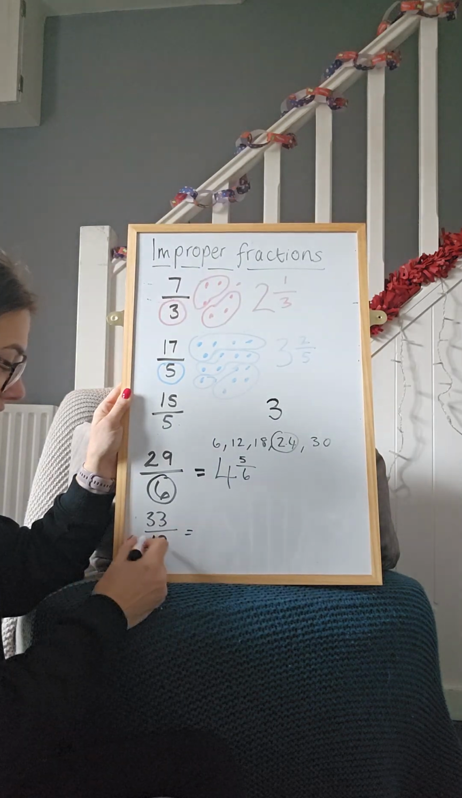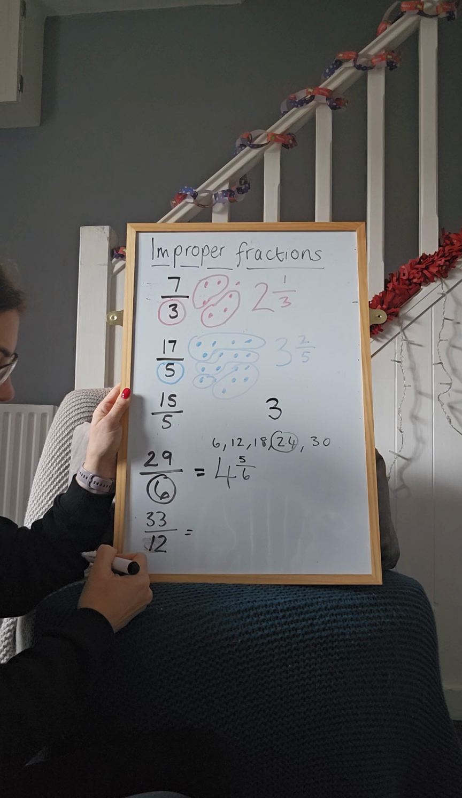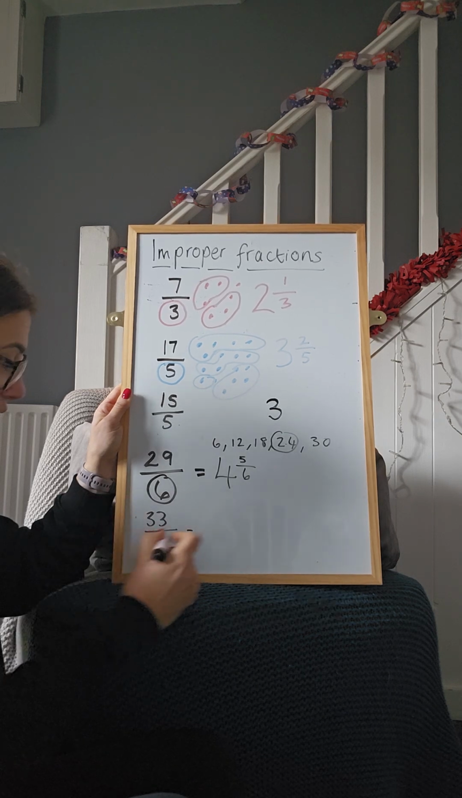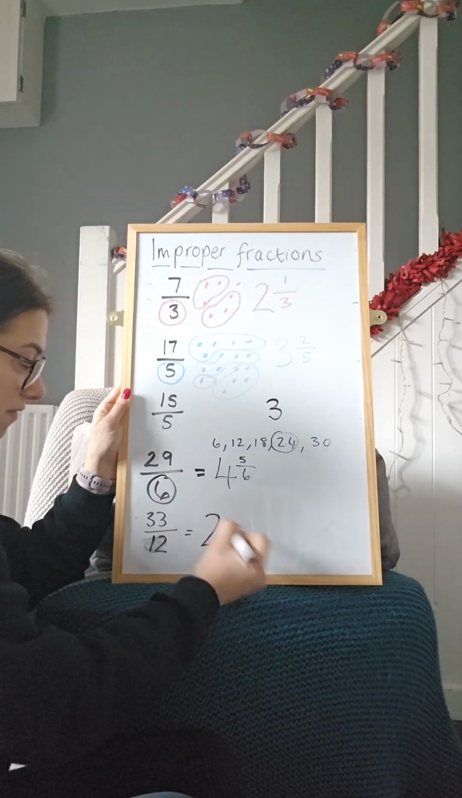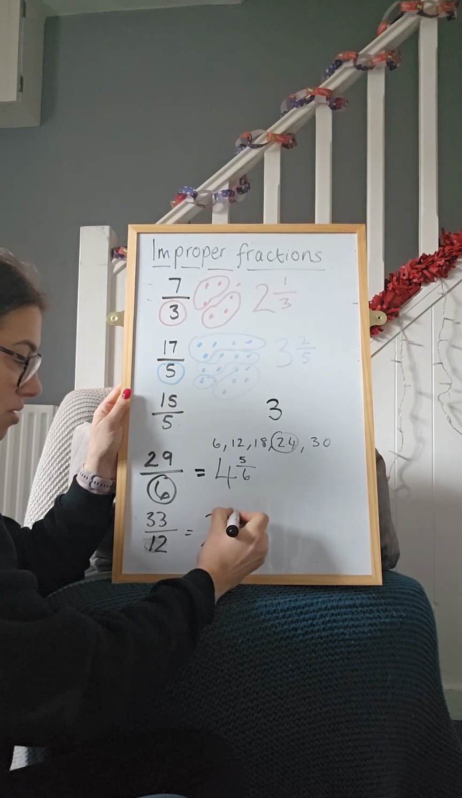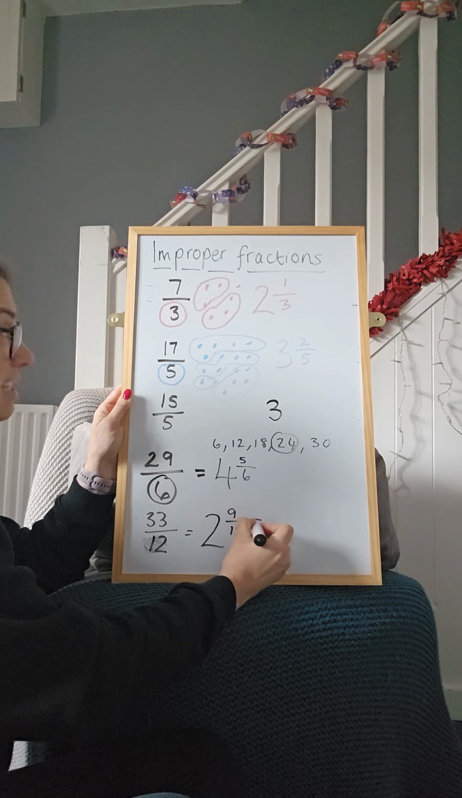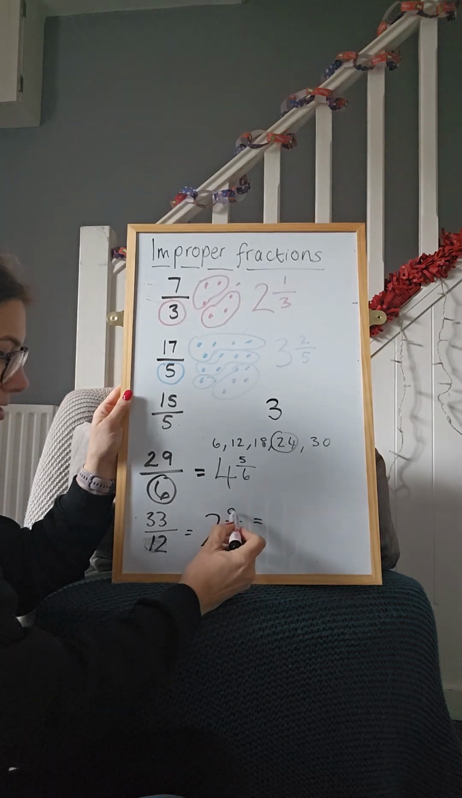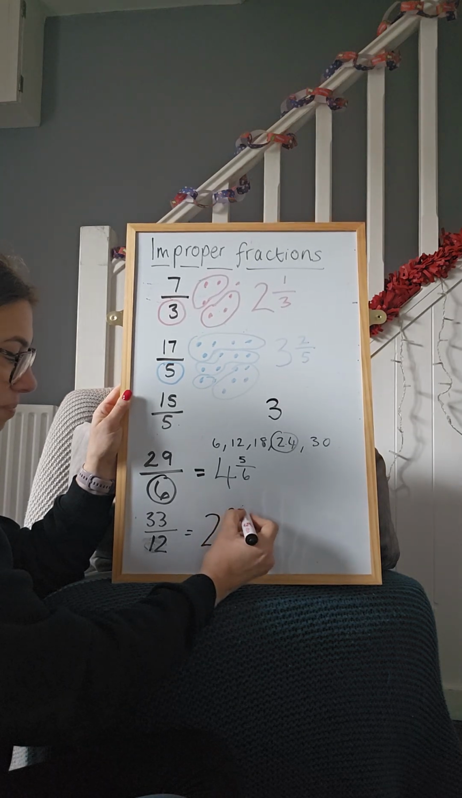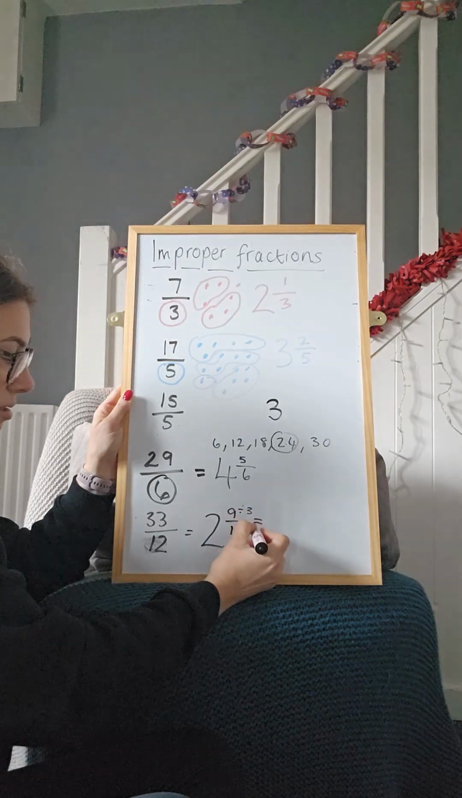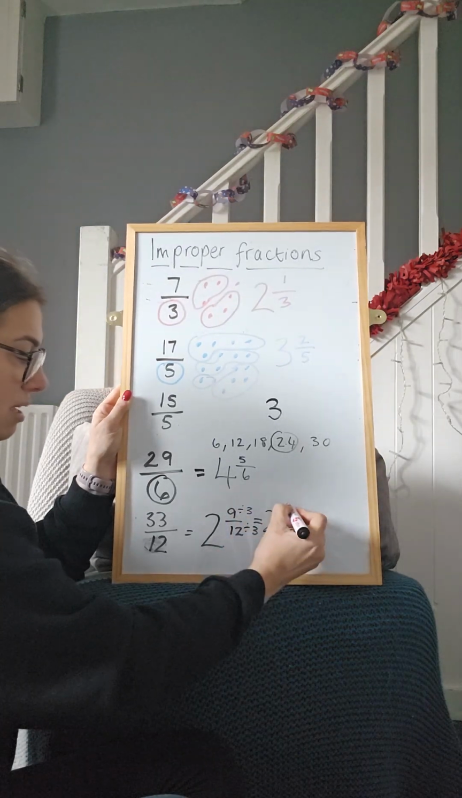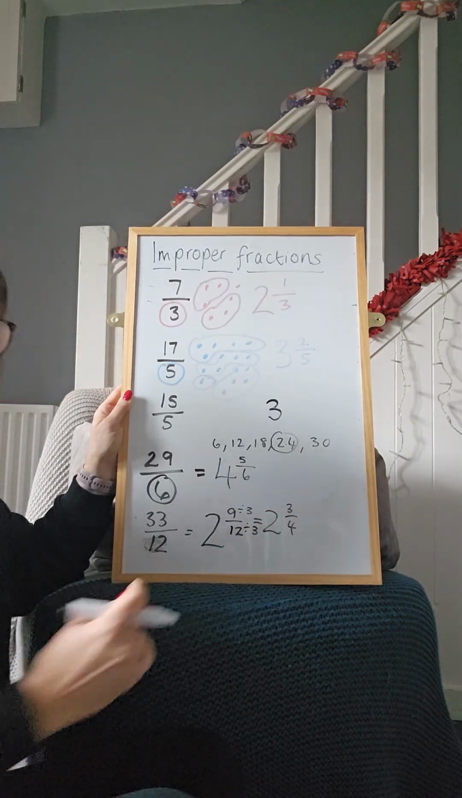Okay, and then last one for this one, how many 12s go into 33? So the closest would be 2, which would be 24, which would give you 9 left over. And 12. And then if we wanted to simplify it, 3s go into both of these numbers. So it'd be 2 and 3/4.